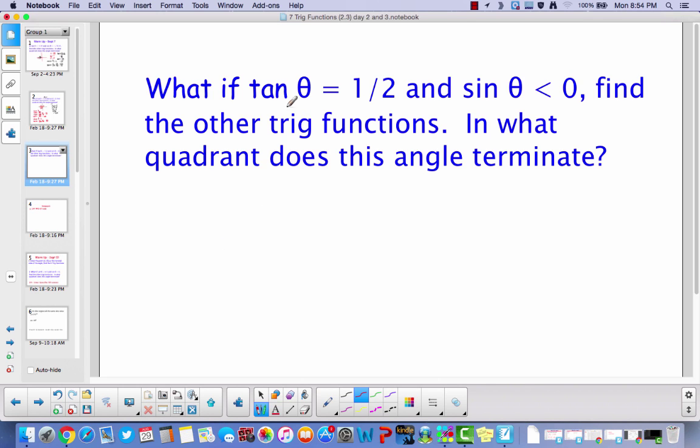All right, tangent is positive, but sine is negative. Well, where is tangent positive? Tangent is positive here and here. Where is sine negative? Sine is negative here and here. What's the only quadrant? It's the third quadrant. So let's draw our angle.